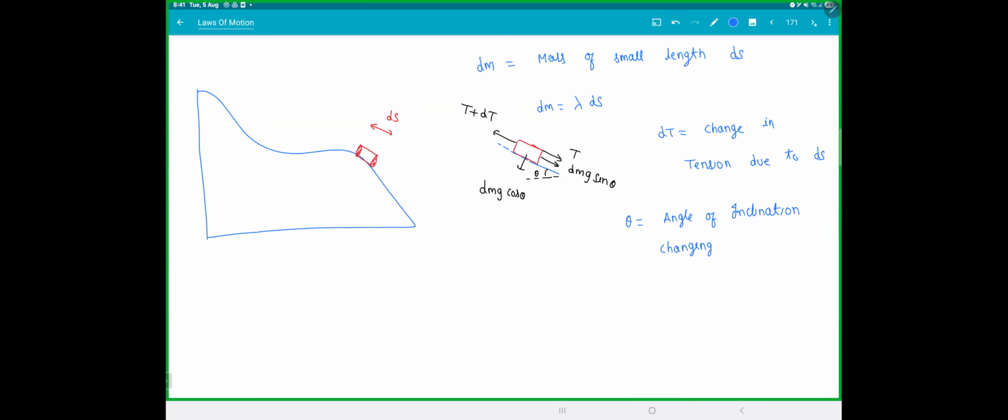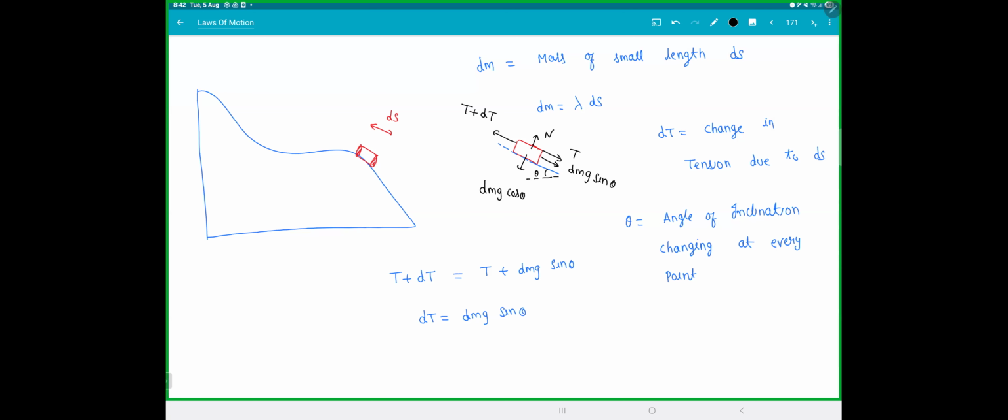Since the rope has a mass, this is not a massless rope. If it is a massless rope, then you can say tension is the same everywhere. Here you have a rope with a mass, so the tension will change at every instant. So can we say the dT part is balancing the dm g sine theta part? So now if you try to balance the forces, because this piece is in equilibrium, we can say T plus dT will be equal to T plus dm g sine theta. So the dT is actually created because of this dm g sine theta. What happens to the dm g cos theta? The dm g cos theta will be balanced by the normal reaction.